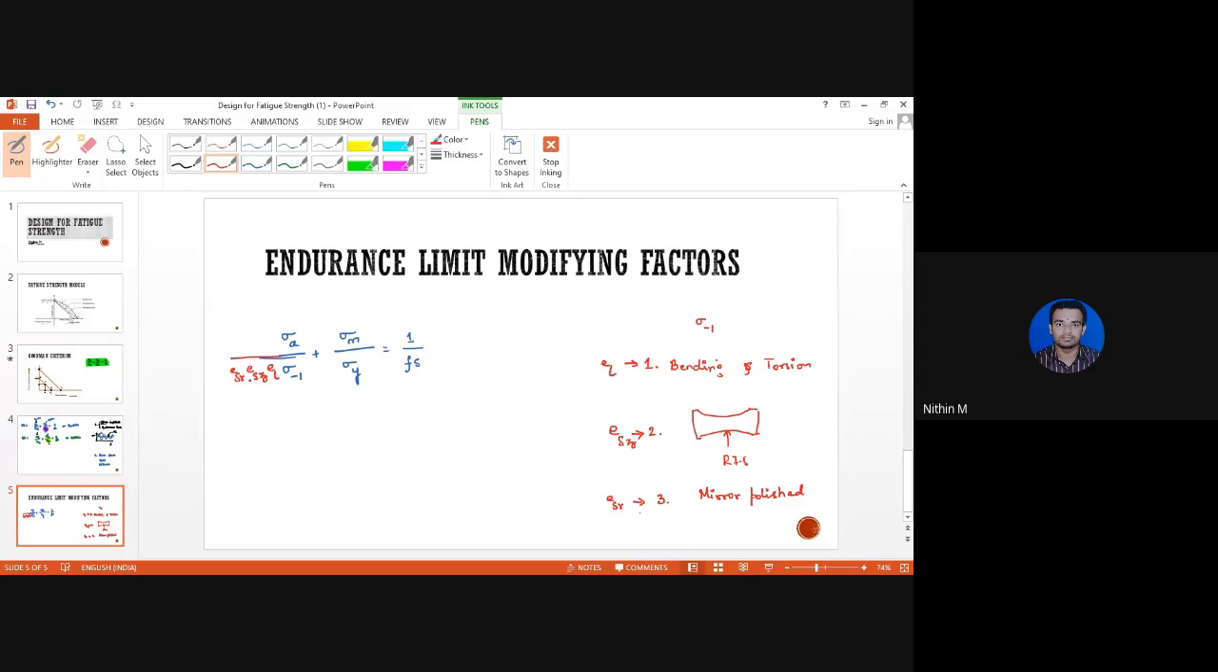Did you guys understand the reason why I am making use of these three factors?